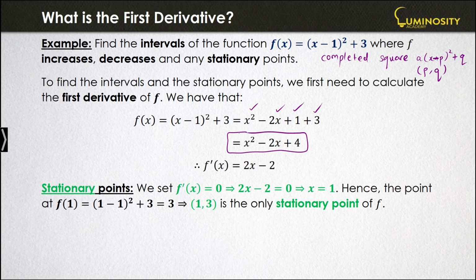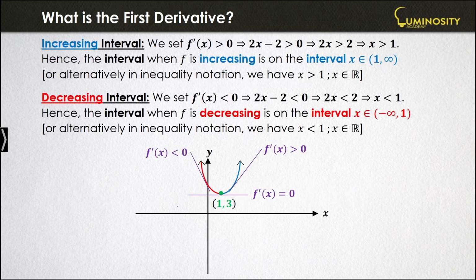So for stationary points, we set the first derivative equal to 0. Those are the easiest to find. It's a simple equation. So 2x minus 2 equals 0, and we find that x equals 1 is the solution there. So at the point x equals 1, if we evaluate the y value, so if we plug that in, we get 3. So the coordinates are (1, 3). That is the only stationary point of f. Okay, so it actually turns out that that stationary point is the turning point on the parabola.